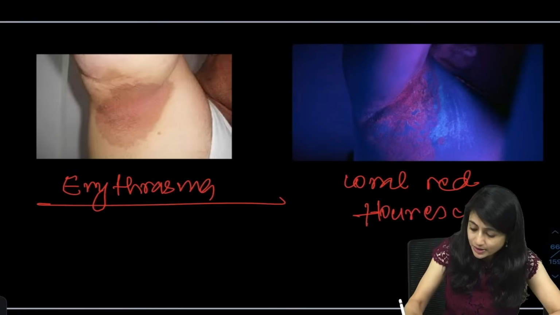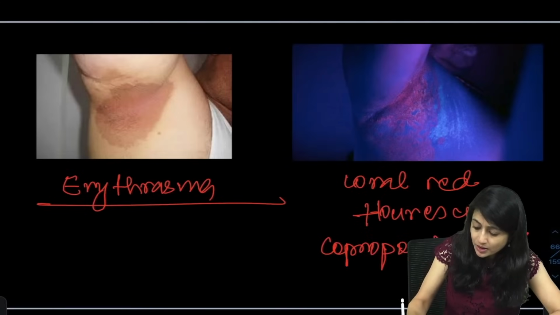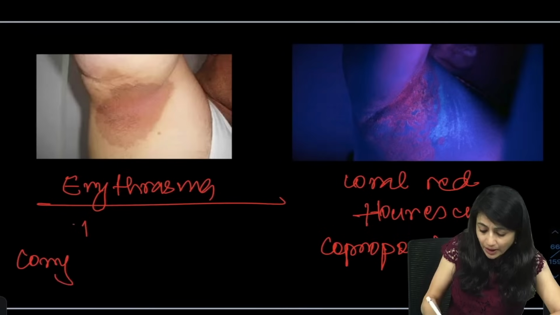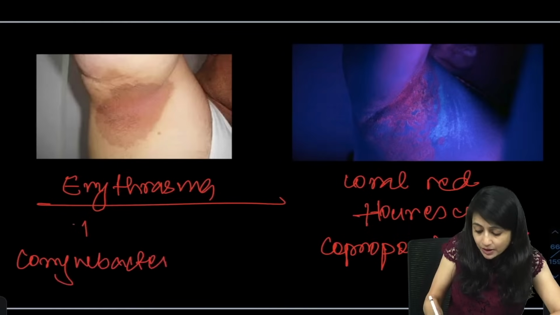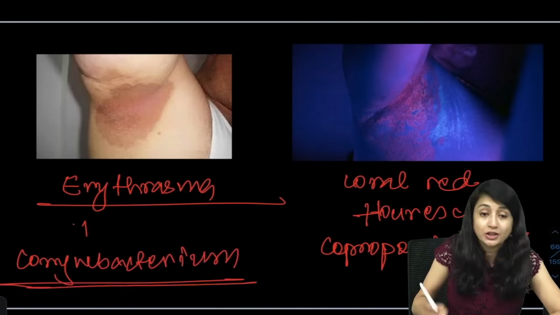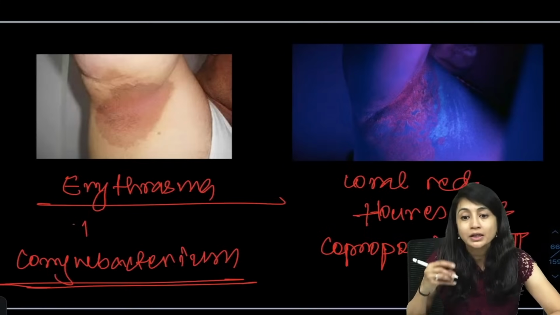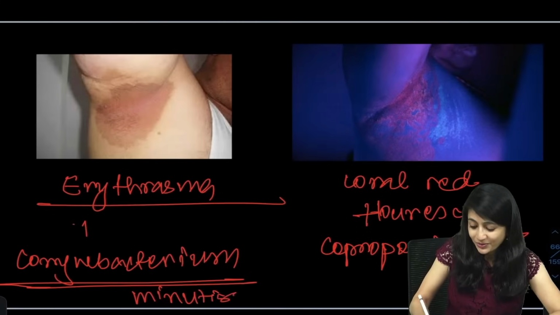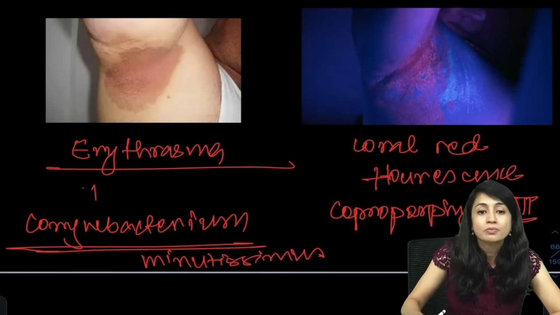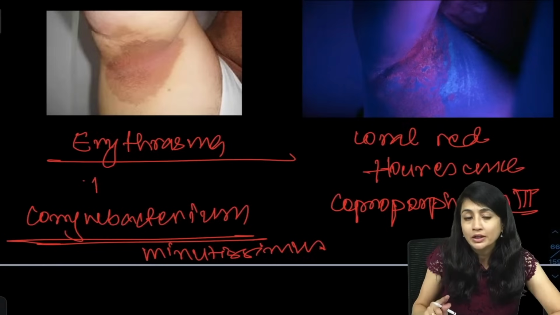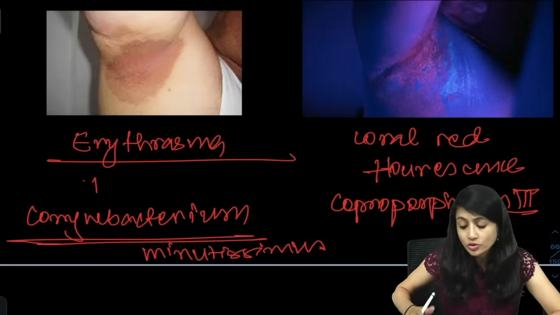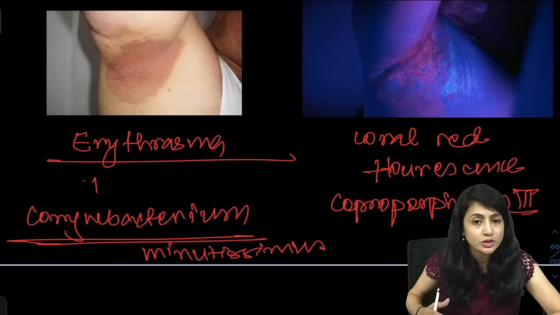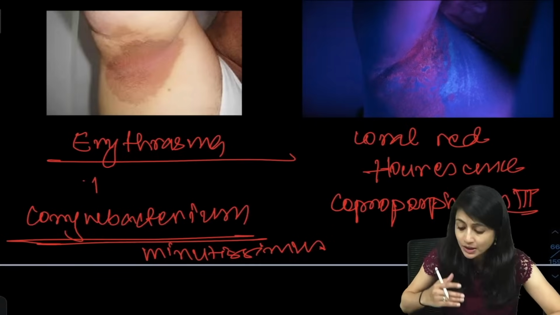What is the causative organism? Coproporphyrin 3. So erythrasma is caused by Corynebacterium. It is a bacterial infection, not a fungal infection. It is caused by Corynebacterium, specifically Corynebacterium minutissimum, which is a bacteria and is the main cause. How do you differentiate it from tinea cruris? You do a Wood's lamp and you see coral red fluorescence, which is there because of coproporphyrin 3.